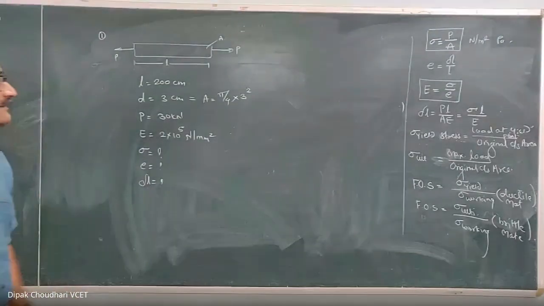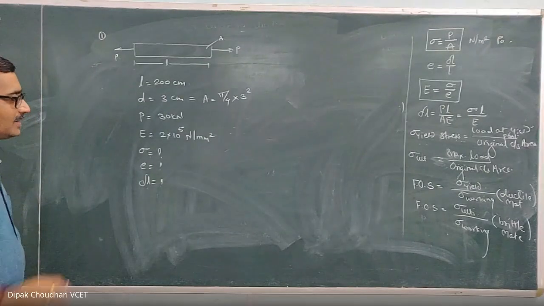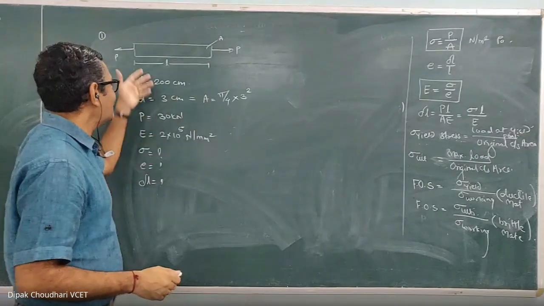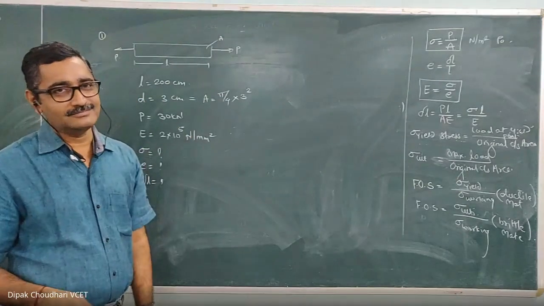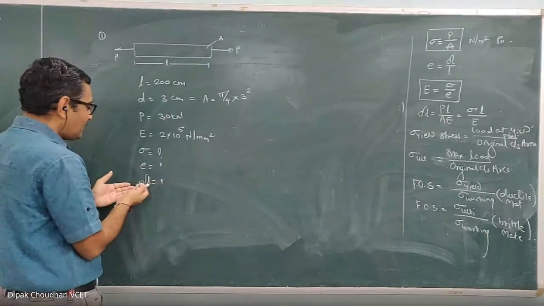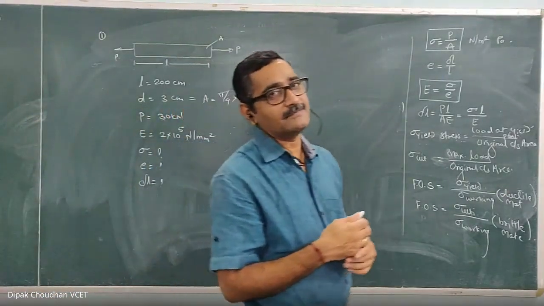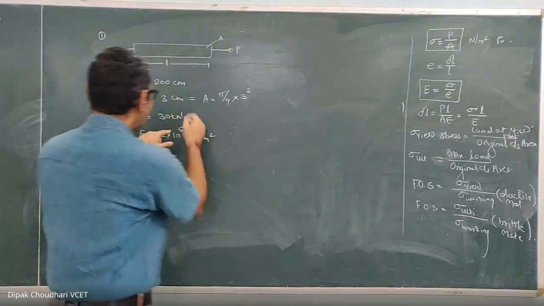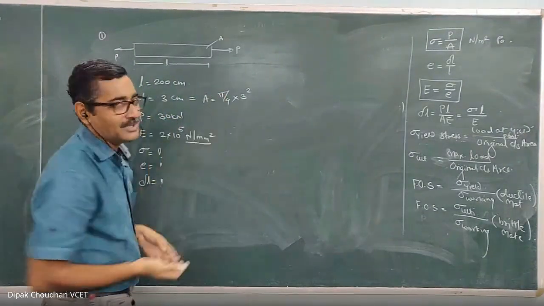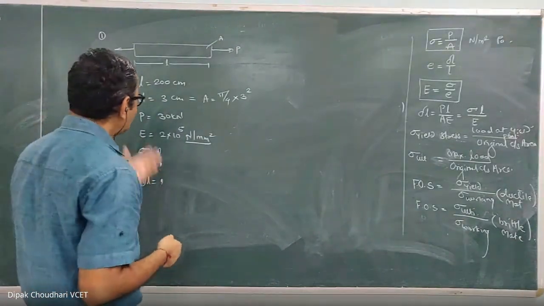Pi by 4 into d square. Diameter is 3 centimeters, so pi by 4 into 3 square, you will get the area. But now here, you will observe that E is given in Newton, P is in kilonewton, whereas these dimensions are in centimeter. For calculation of the stress and strain, it doesn't make any difference, but for calculation of the delta L, you have to convert the dimensions. Either convert all the dimensions in Newton and millimeter, or convert this Newton per millimeter square into kilonewton per centimeter square.